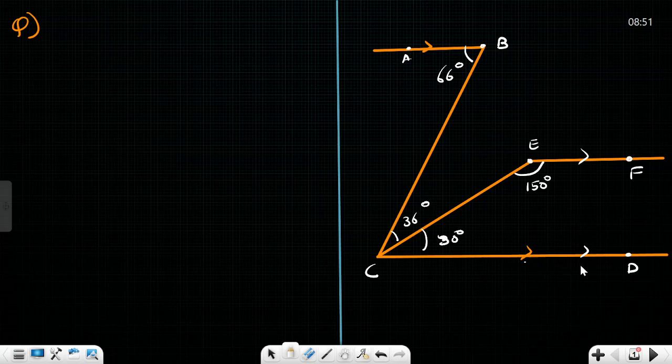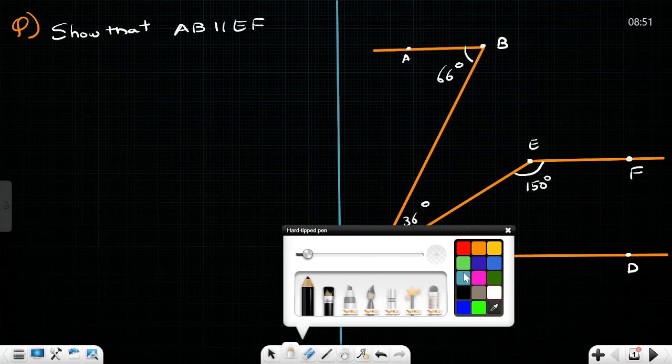Sorry. Only angles are given. These parallel conditions are not given, Akshita. Only angles are given. What we have to show is, show that. ST means show that. AB parallel to EF.